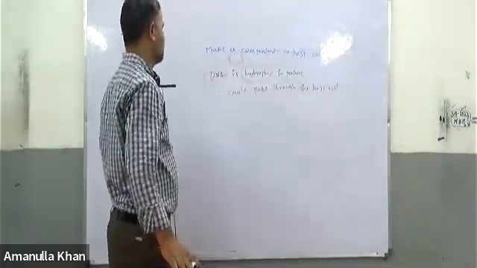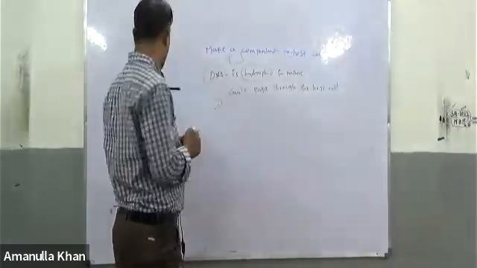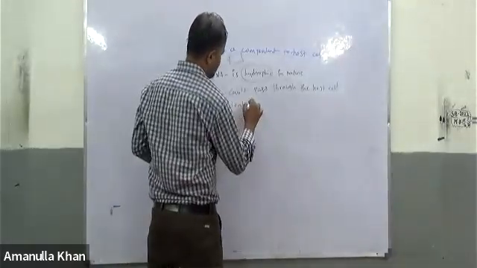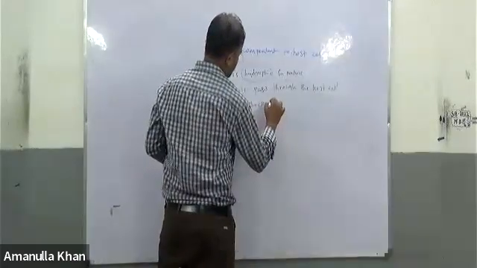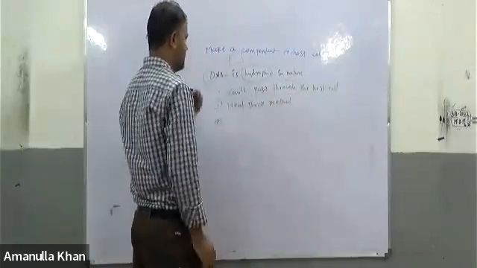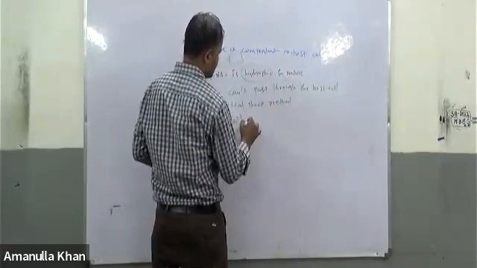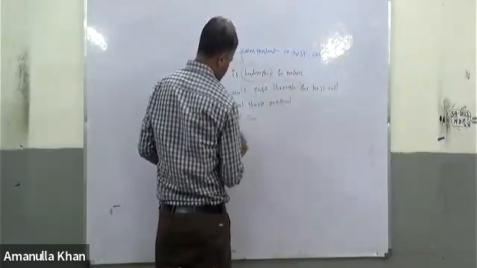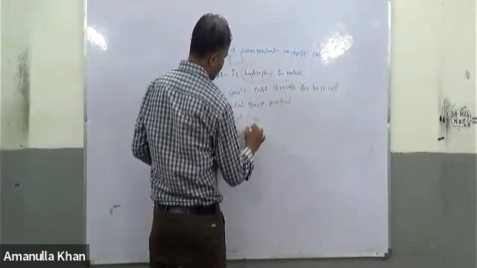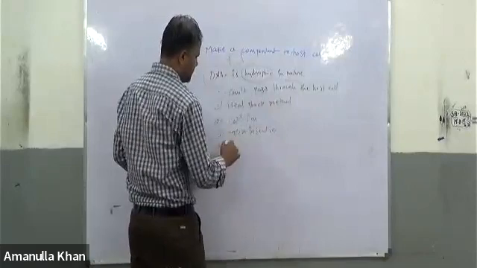Okay, now some methods are there. First one, the heat shock method. And the second method is calcium divalent ion. And the third one is the microinjection method. And the fourth one is the biolistic method.